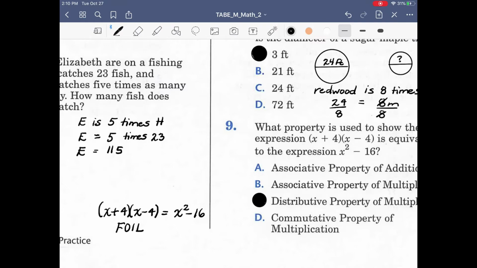I wouldn't worry too much about that number 9. It's great if you know it. If you didn't, don't sweat that one too much.